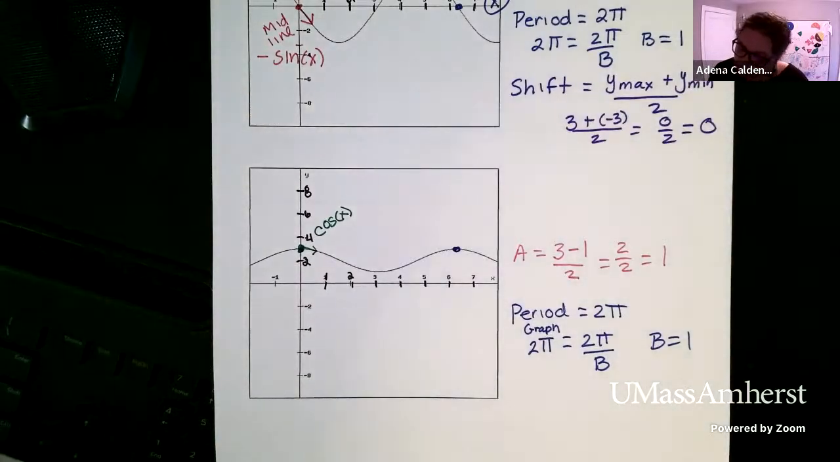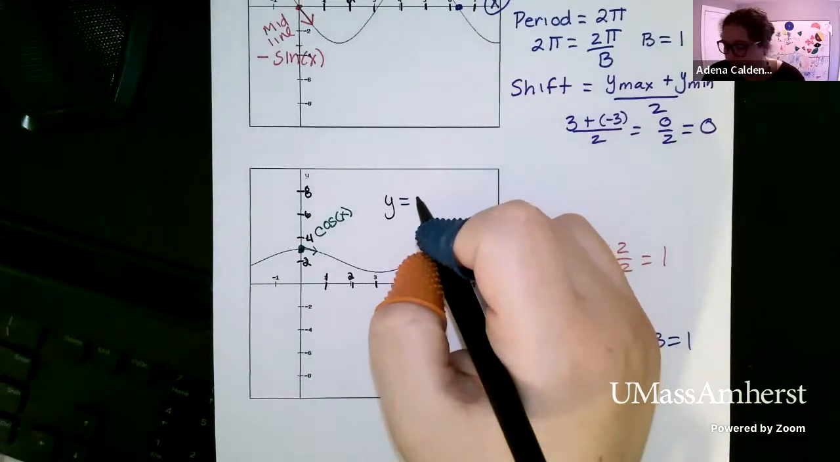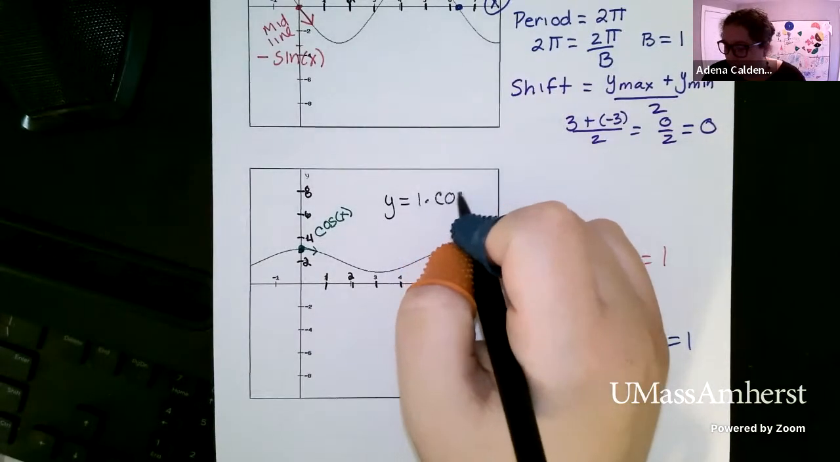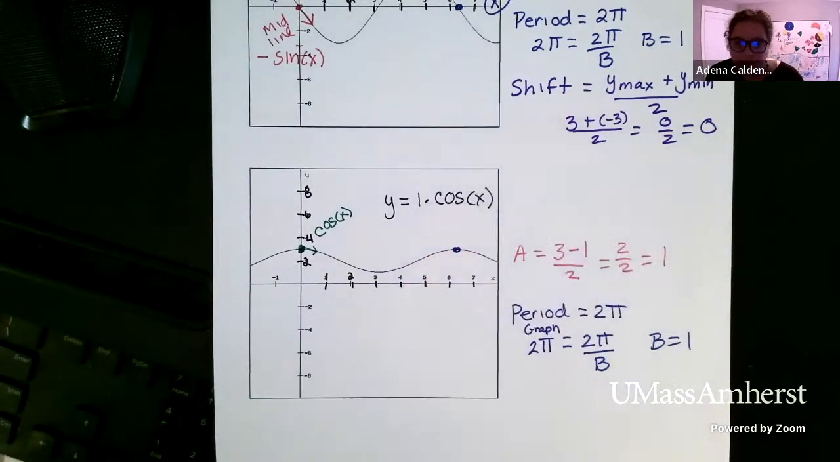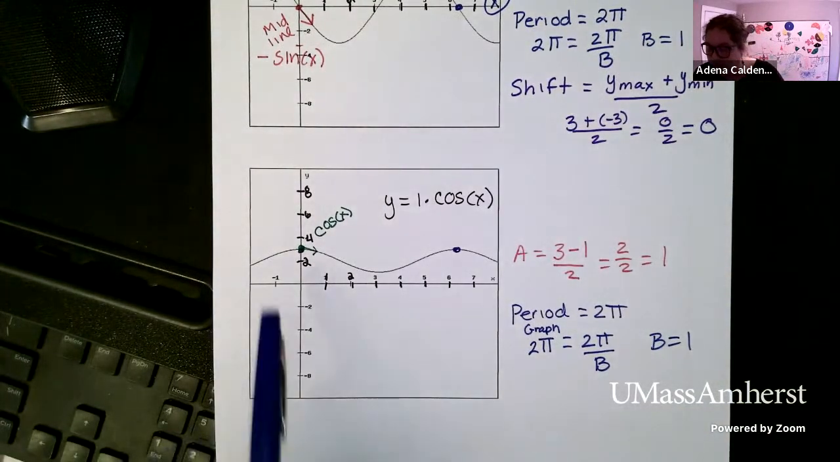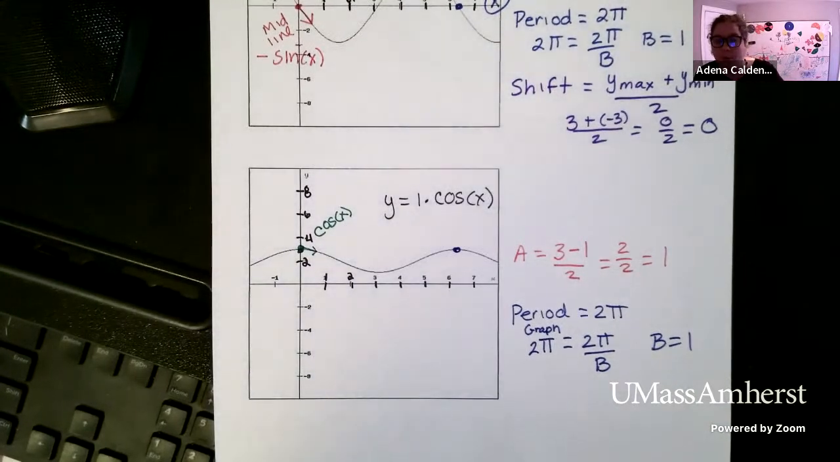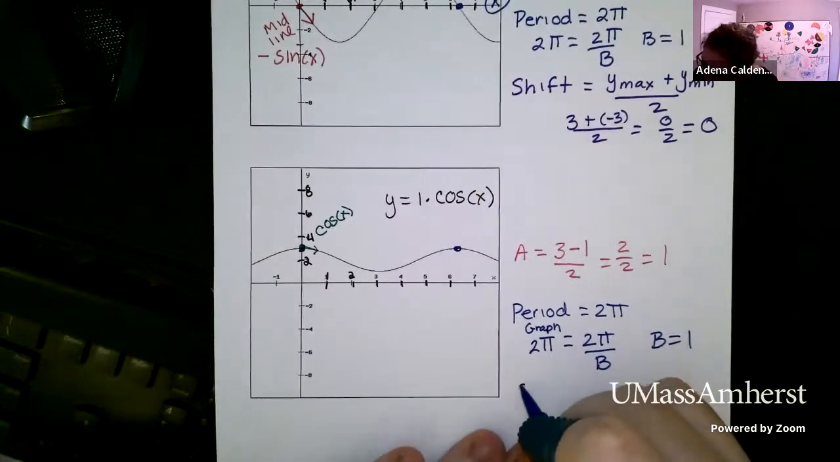That means so far, I have y equals, well, I guess I will write 1 cosine x. But I can see visually that this is not just a cosine, right? Because cosine lives between 1 and negative 1, and this has been moved. So I need to figure out the shift.